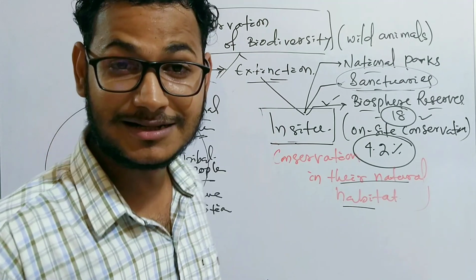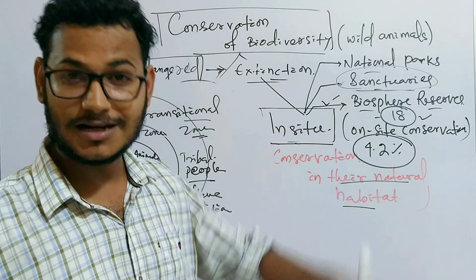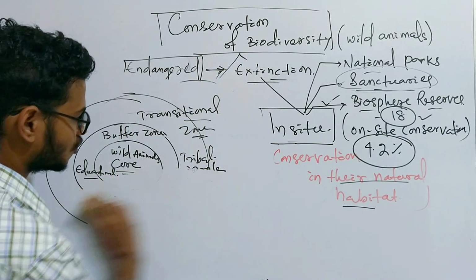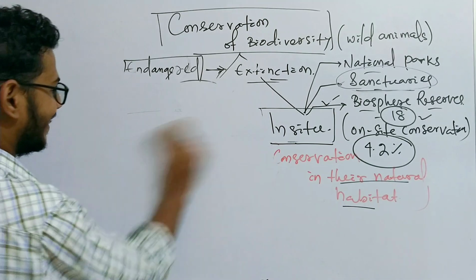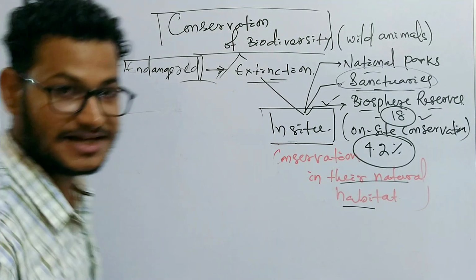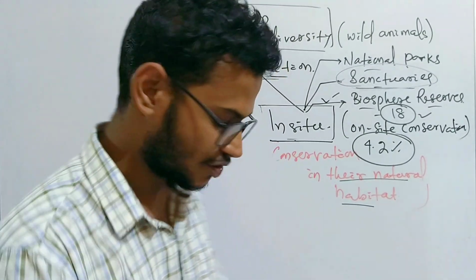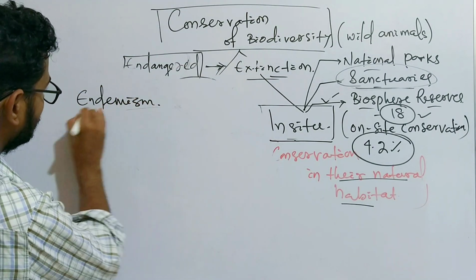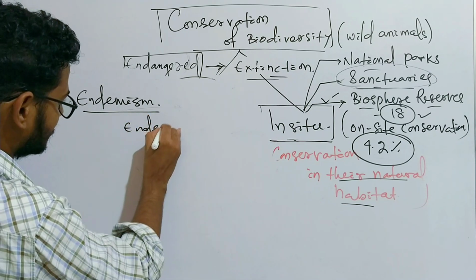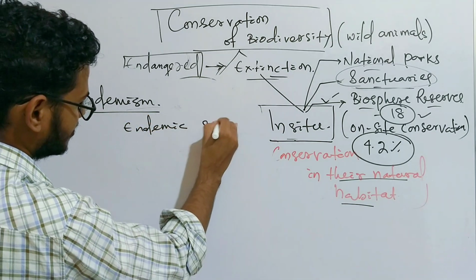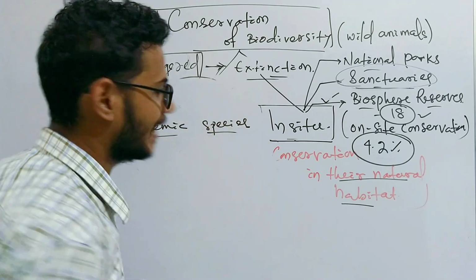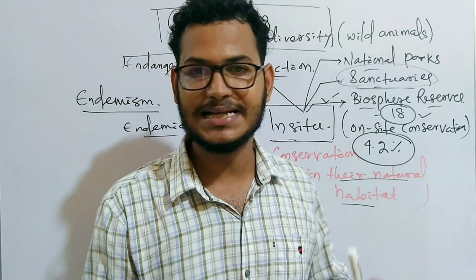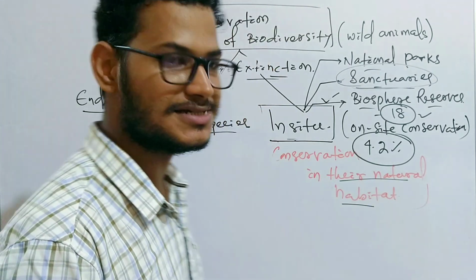So before knowing the number of hotspots on the earth surface, let's know what a hotspot is. So my dear friends, hotspots are the areas which have the highest number of endemism. So what is endemism? Endemism means more endemic species are found in that area. Endemic means found in a particular area, confined to a specific region, right?